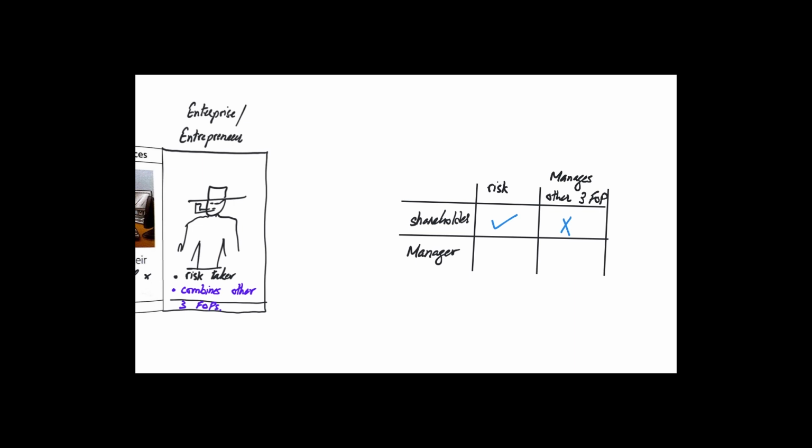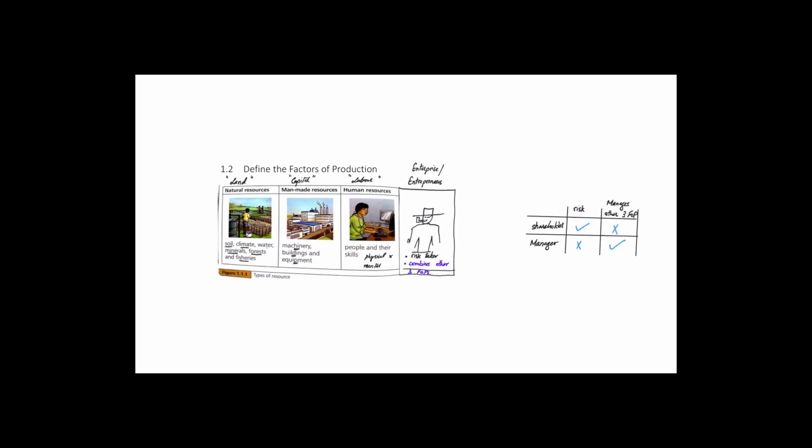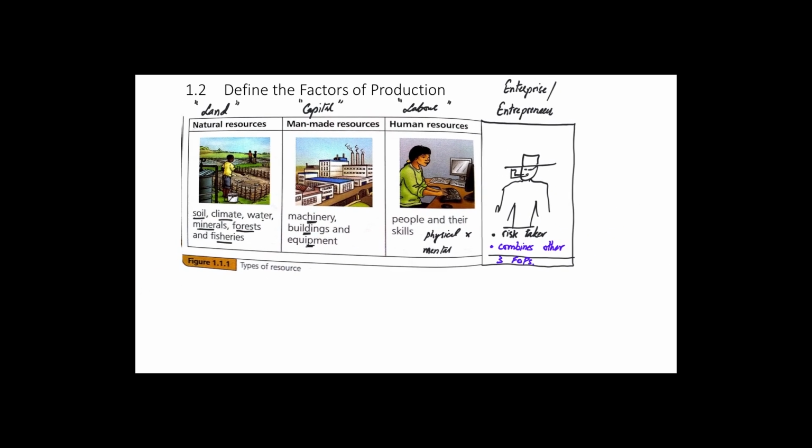Let's talk about the manager. Is he a risk taker? Does he have a stake in the business? But does he manage the factors of production? He does. So that means neither of the two is an entrepreneur. An entrepreneur is an individual who starts up the business, he has money invested in it, and he is there on the day-to-day operation of the business. Are we clear with this? So that is who an entrepreneur is.